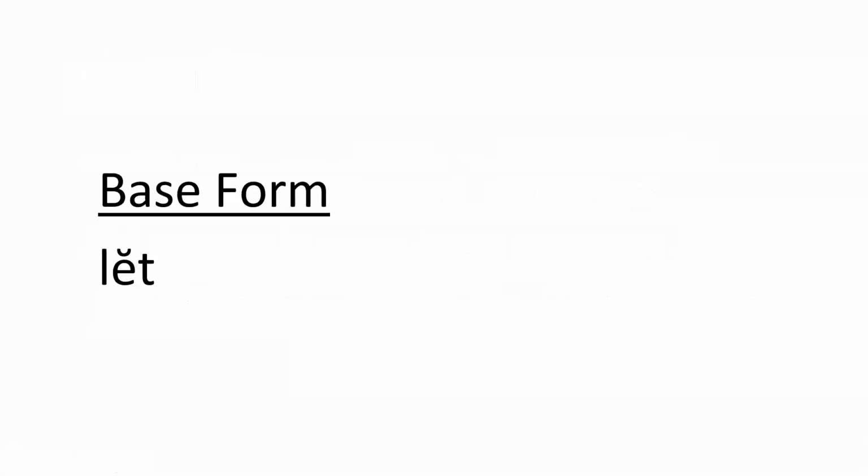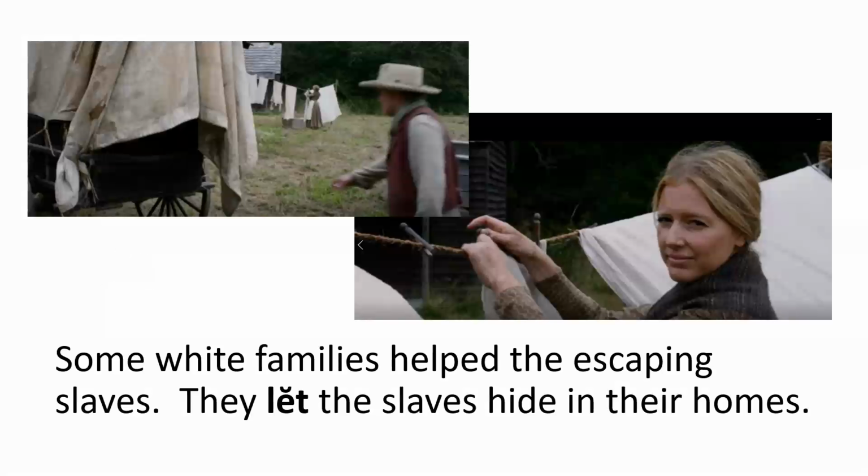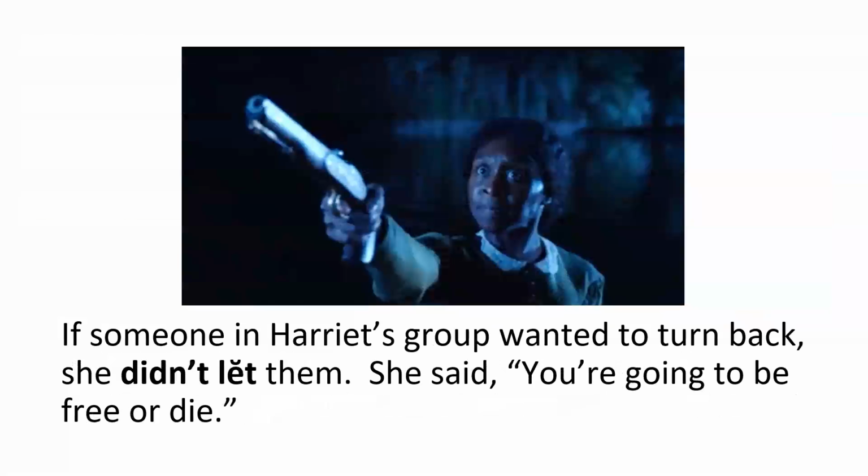Okay, the next word is let, and this is an irregular verb because it doesn't change from the present to the past participle. All 3 forms are the same, so let is let in the past tense. Some white families helped the escaping slaves. They let the slaves hide in their homes. And if someone in Harriet's group wanted to turn back, she didn't let them. She said, "You are going to be free or die."